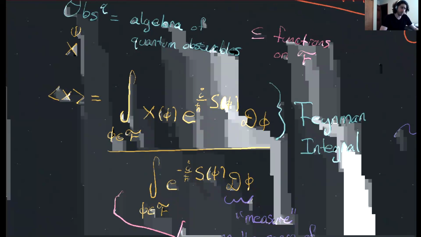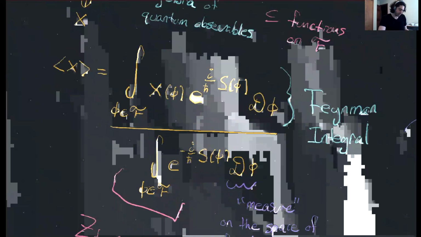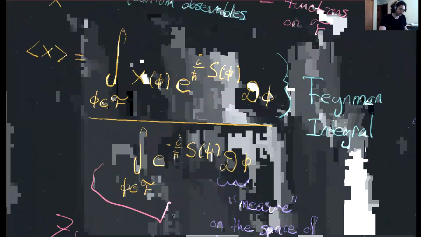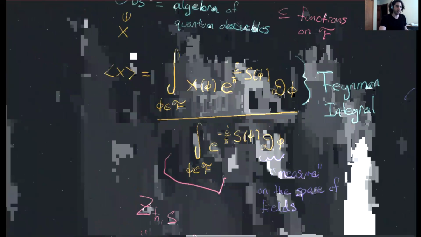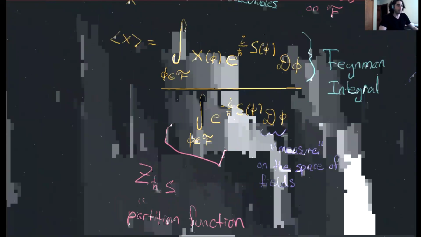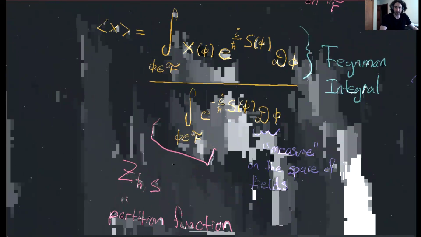It doesn't really matter, the theory is going to be the same. And then you just divide by what would happen if you had just the identity operator, and that's called the partition function. Okay, so this thing dφ is representing something which ought to be a measure on the space of fields, but it's typically infinite dimensional.